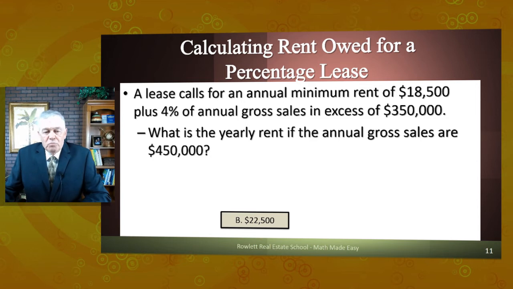All right, the answer is Bravo, 22,500. I'm sure I lost some of you on this one. It changed up how it was being figured and how it was being presented to you. They had already figured the monthly rent. They gave you an annual rent of $18,500. So here's how we've done this one.